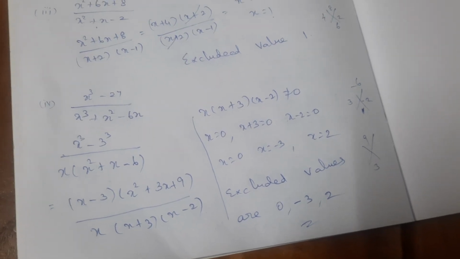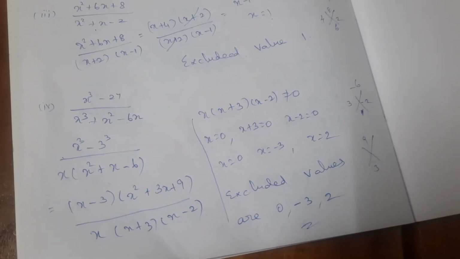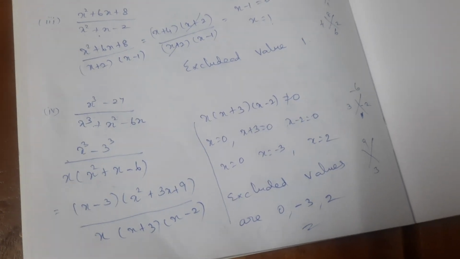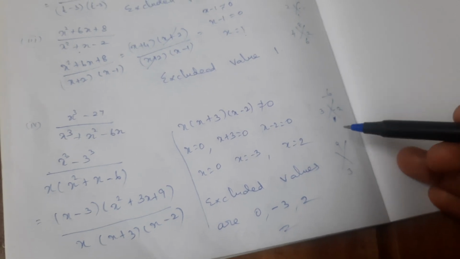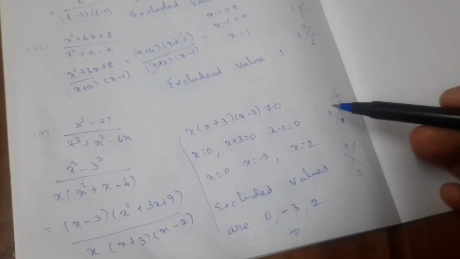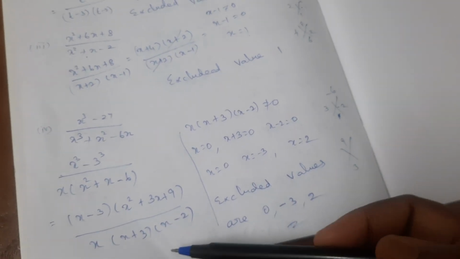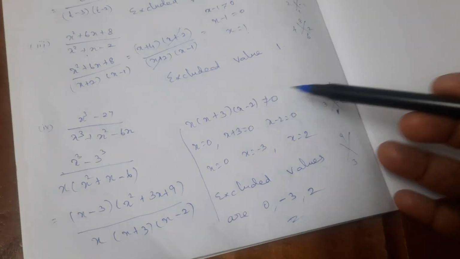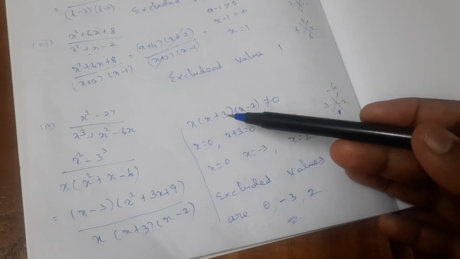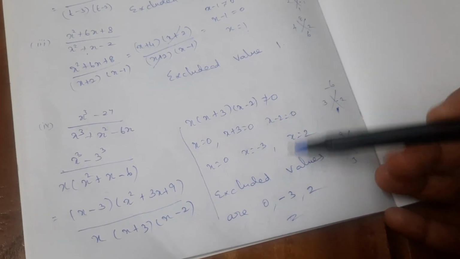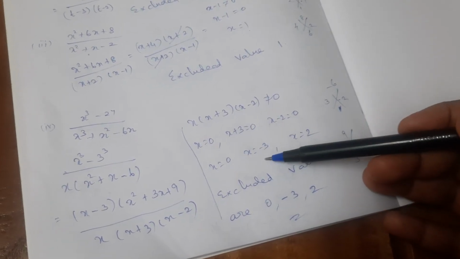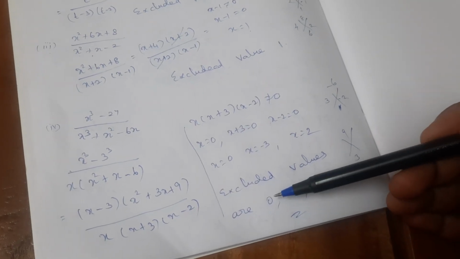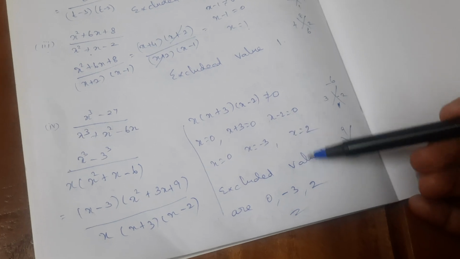So x minus 3 into x squared plus 3x plus 9, by x into the factors of x squared plus x minus 6: multiply to minus 6, add to 1. 3 times 2 is 6, 3 minus 2 is 1, plus into minus gives minus. So x plus 3 into x minus 2. The denominator is not equal to 0, so x is equal to 0, x plus 3 is equal to 0, x minus 2 is equal to 0. So x equals 0, x equals minus 3, x equals 2. The excluded values are 0, minus 3, and 2.